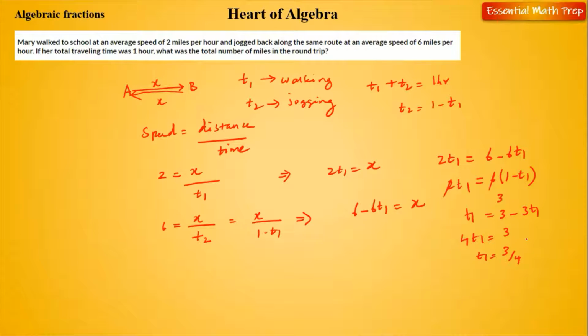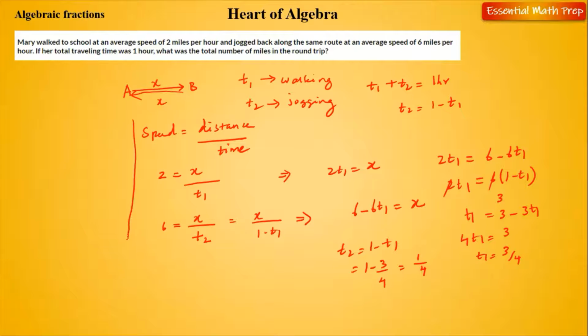That's the time it's taken for her to walk from home to school, right? We now know t1. What's t2? t2 is 1 minus t1. So it's 1 minus 3 over 4, which is 1 over 4, right? Isn't that right? Okay. So what was the total number of miles in the round trip? Well, we now know the individual times, right? Now let's go ahead and substitute the time and the speed into speed equals distance over time, figure out the distance so we can calculate the total distance, right?